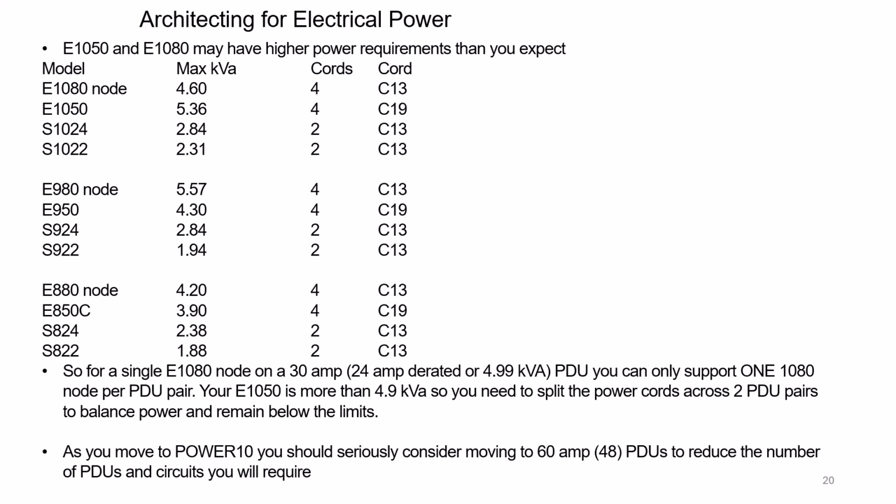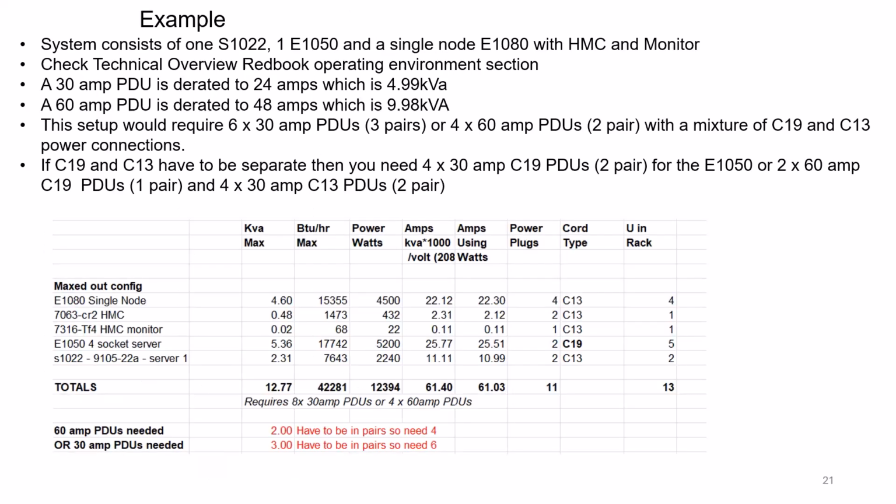It's one of the reasons why, as you move to Power 9 and Power 10, you should seriously consider, if you can, moving to 60 amp PDUs to reduce the number of PDUs and circuits you'll require. Because the other thing that happens is you'll put a PDU in and it'll have like 12 plugs, and you could use 2 of them. And that definitely confuses people.